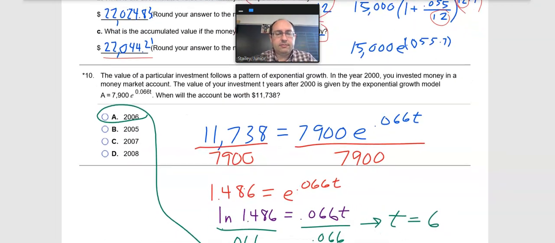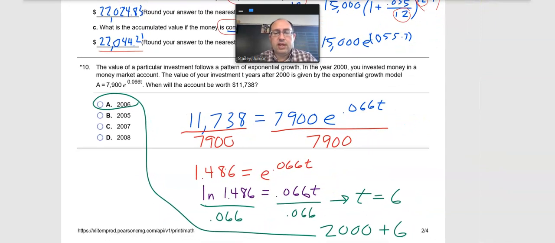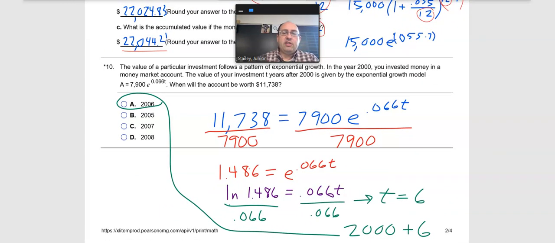Question 10. Okay. The value of a particular investment follows a pattern of exponential growth. In fact, they tell me that the formula that it follows is the Pert formula. They want to know, when will the account be worth $11,738? So that's the A value. So I put that on the left side. They gave me an interest rate of 6.6%. They want to know how much time it will take and in what year will it make that happen.